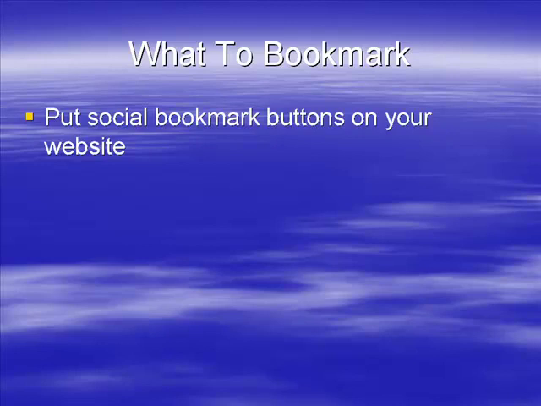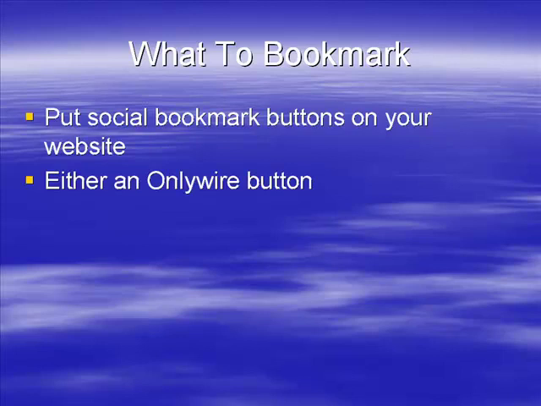So one way to do this is to put social bookmark buttons on your website. Many of the social bookmarking sites have widgets or other things that you can put on your website to advertise them and make it easy for people to social bookmark your site. Now, which ones you use will depend on which sites you want to target. If you say you want to specifically target StumbleUpon or Digg, then you use those buttons. If you're not too fussy, you may have an OnlyWire button. OnlyWire we'll talk about in a minute. It's a service that allows you to social bookmark to many sites all at once.